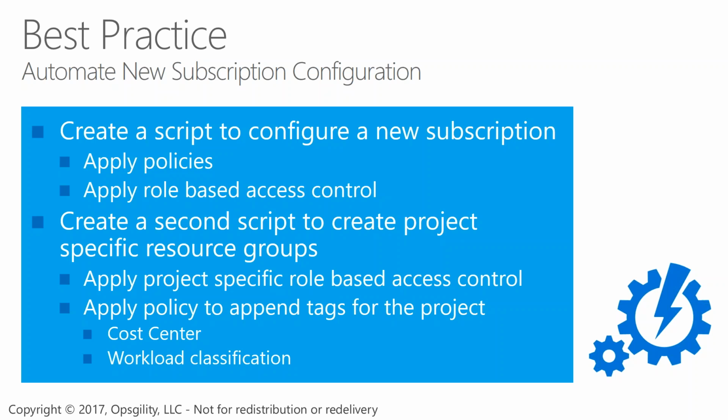And it's also another good idea to use a second script to create department-specific resource groups. And using this script, you can apply a policy that will append tags to resources as they are created. That way, every resource by default within, let's say, a marketing resource group will always have maybe the IO code for the marketing department applied.